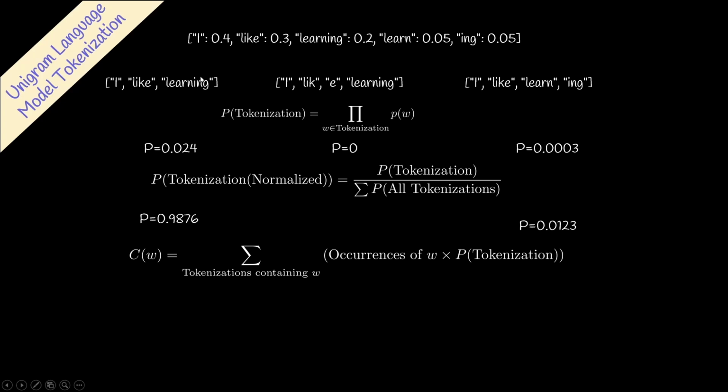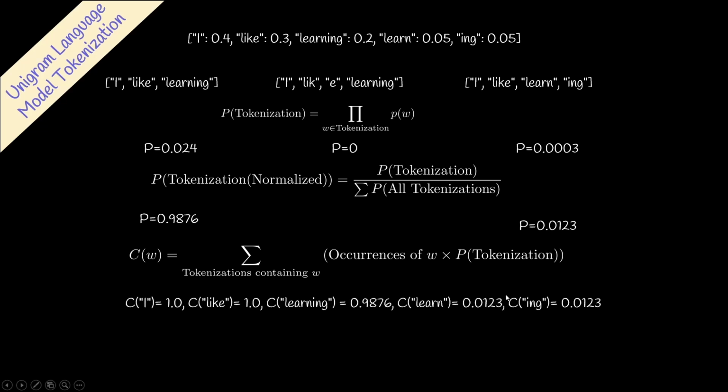But for "learning", if you see here, we have "learning" in this tokenization, but we don't have that word in this tokenization. So the occurrence is 1 times 0.9876. So the updated expected count is 0.9876, and the same goes for all other words. Finally, if we add all of these, we get the total expected count. The updated probability is the expected count of that particular word divided by the total expected count. And here we can get the updated probability, and then we'll update this in the vocabulary.